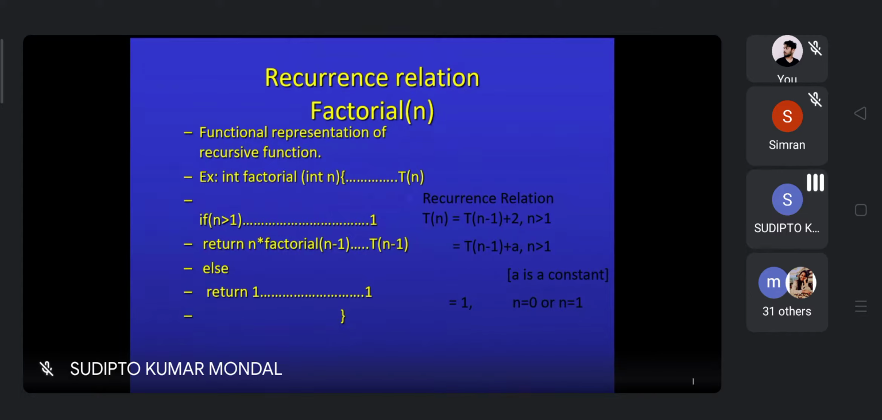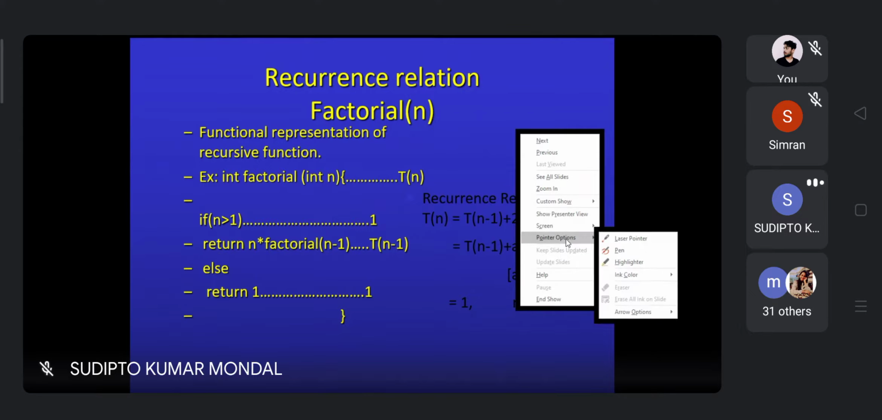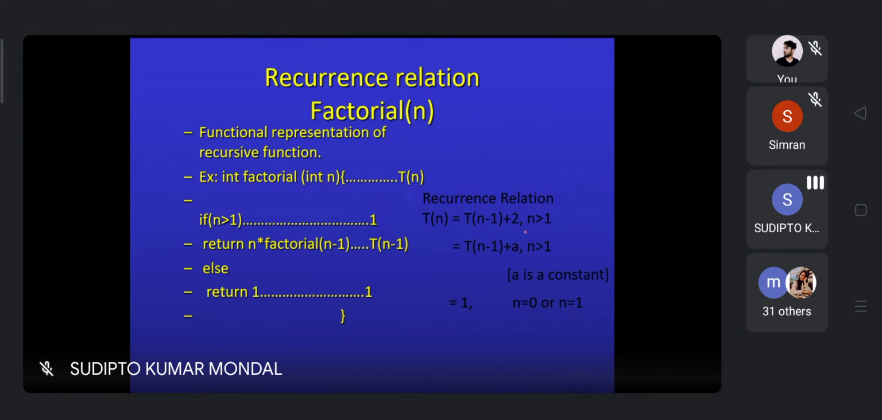Okay. So finally we have written that we have identified a recurrence relation something like this: T(n) = T(n-1) + a, and this is possible when n is greater than 1. Now also this one is important, that T(n) equals 1 when n equals 0 or n equals 1. Now tell me, why is this one also important?